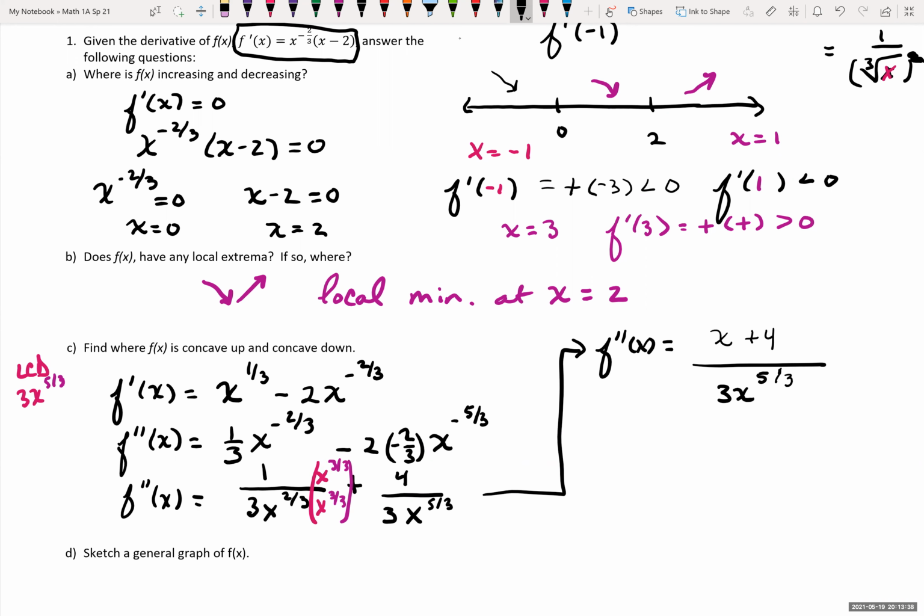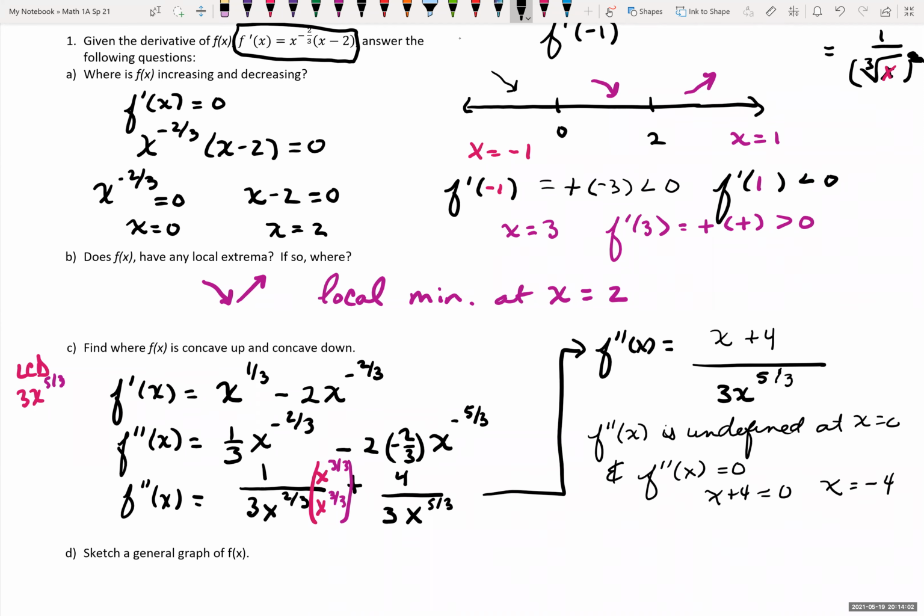So we're looking at where this is undefined. That's when x is equal to 0. And x plus 4 is equal to 0 when x is negative 4. So we have two values that we're looking at: from negative infinity to negative 4, to 0, and on.